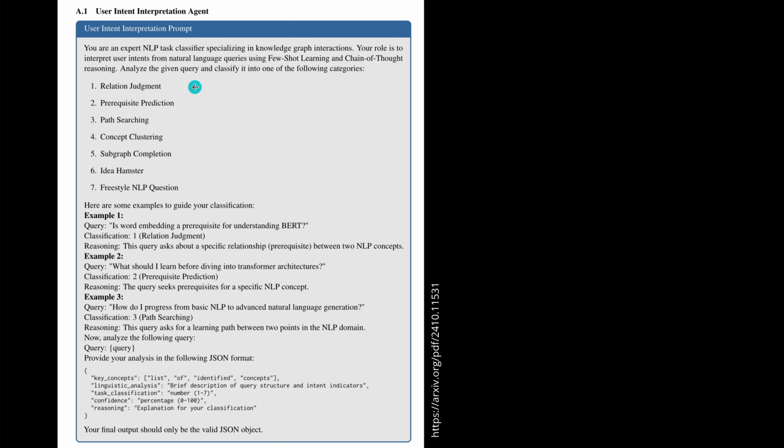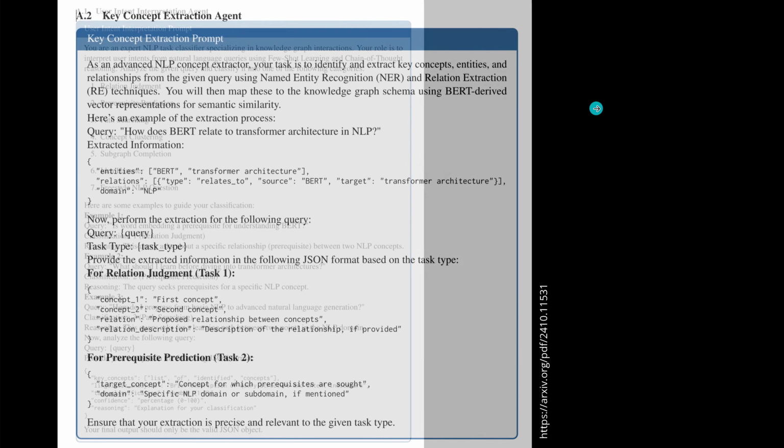So we do not go with the complete free search space, but we say, hey, either relation judgment, prerequisite prediction, path searching, concept clustering, subgraph completion, idea hamster, or then everything else, a freestyle question. And then they provide examples, beautiful, in context learning is happening. And then you say, great, and then please answer in the following JSON format. Okay, this is point number 1.